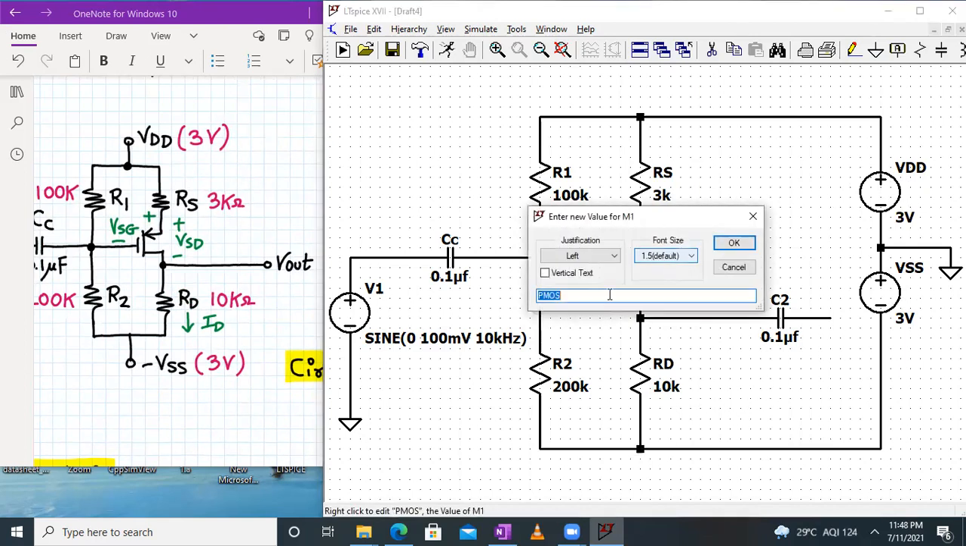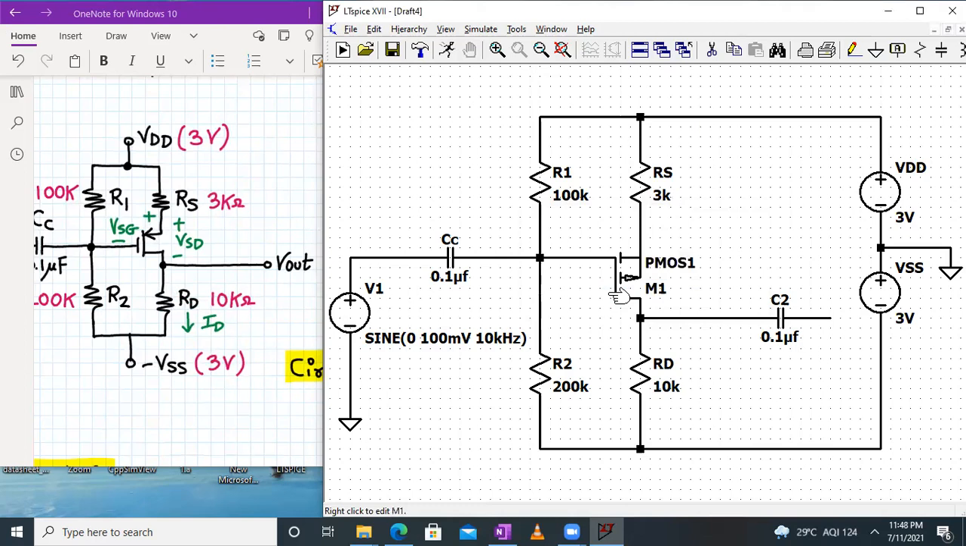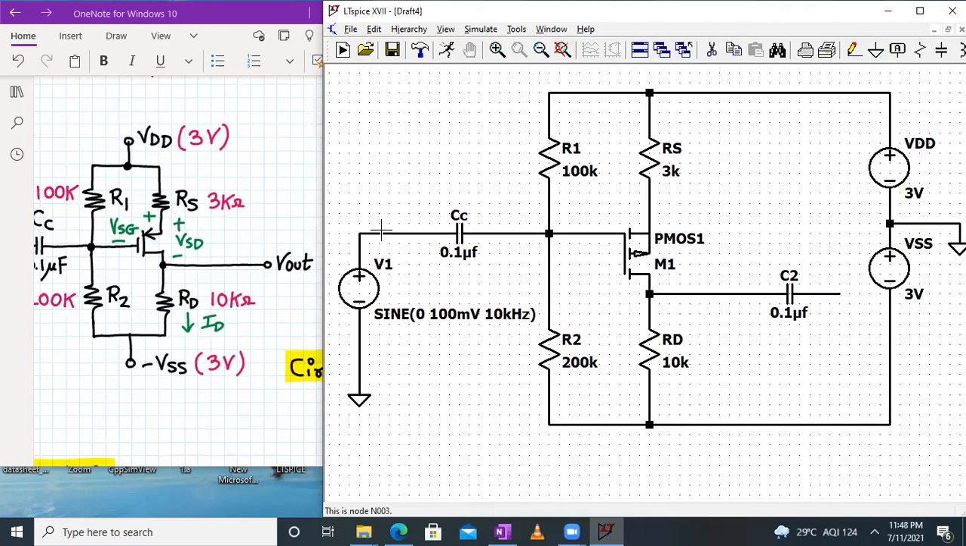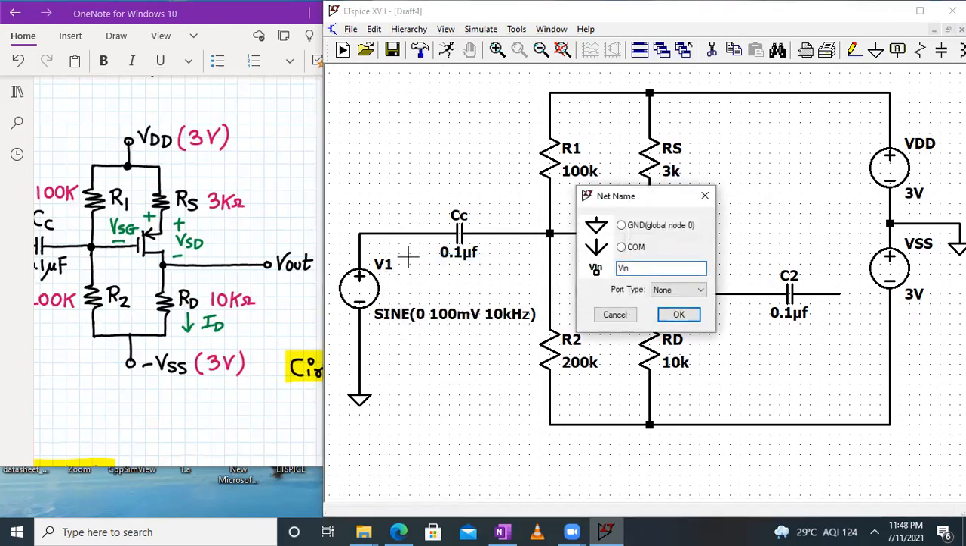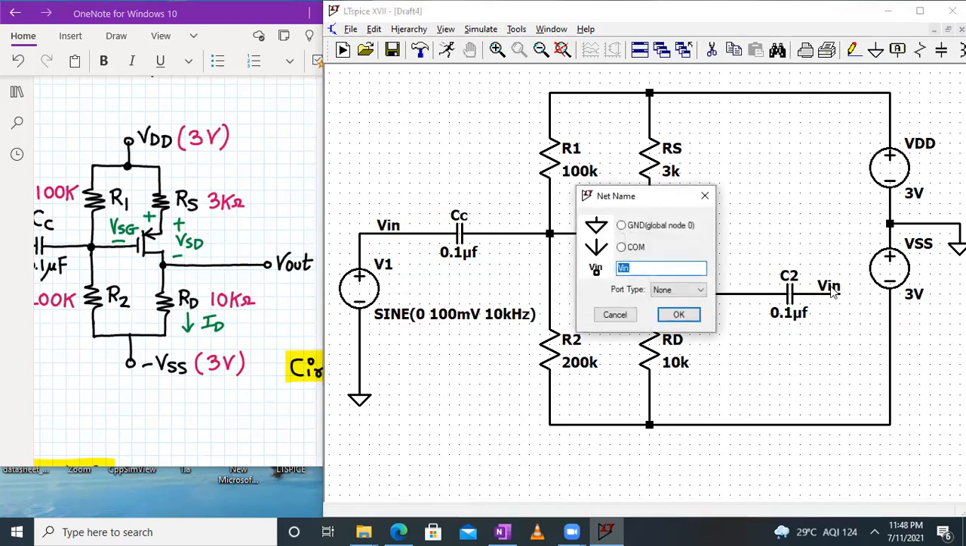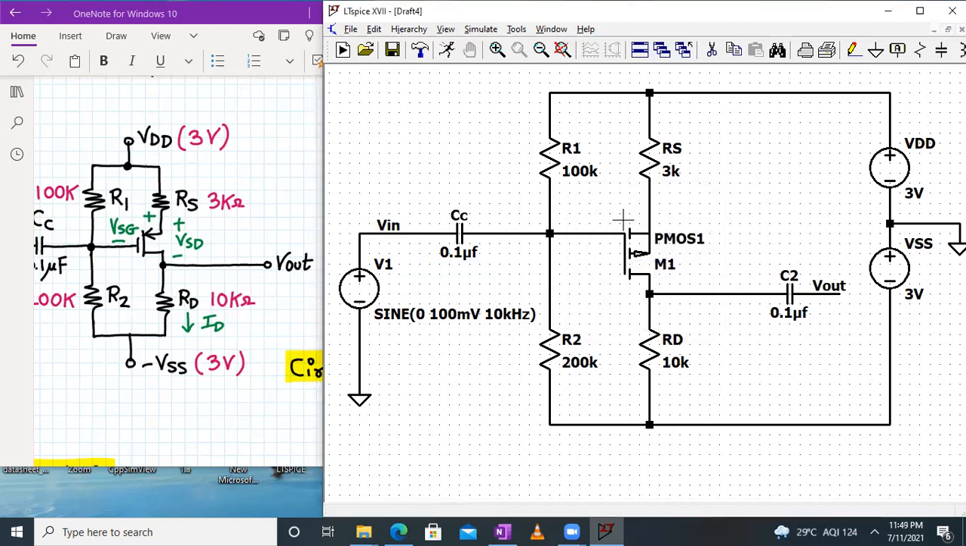Let me rename this PMOS as PMOS1. Now everything is ready. We have to label the input and output nodes. So here, let me label it as VIN. And then this will be V out. We can also label the gate terminal if we want to view the gate voltage. So yeah, we'll label the gate terminal. Fine. So rest everything is ready. It's ready for the simulation now.